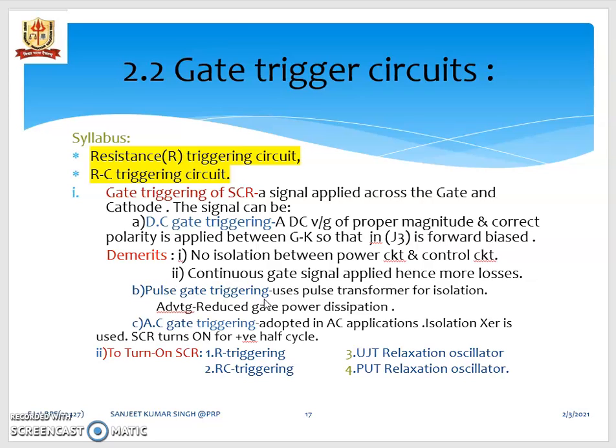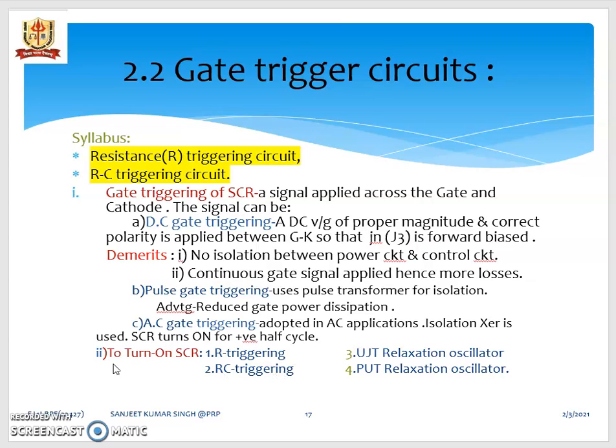Pulse gate triggering method will make use of pulse transformer for providing the isolation between power circuit and control circuit. Its advantage is to reduce the gate loss taking place. AC gate triggering method is adopted for AC applications where isolation transformer is used, and for the positive half cycle the SCR turns on, and for negative half cycle the step down transformer is required, and that makes it costlier.